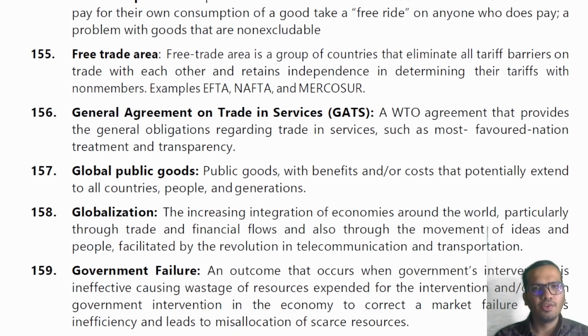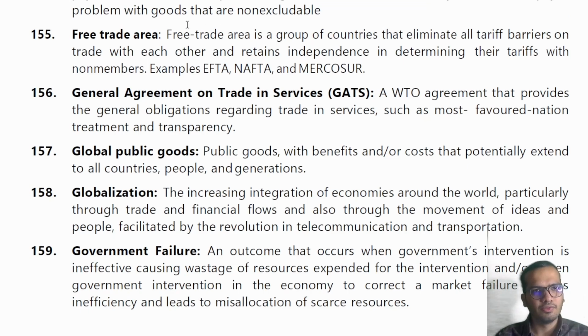Then comes number 154, free rider problem. A problem that results when individuals who have no incentive to pay for their own consumption of a good take a free ride on anyone who pays for it. A problem with goods that are not excludable.